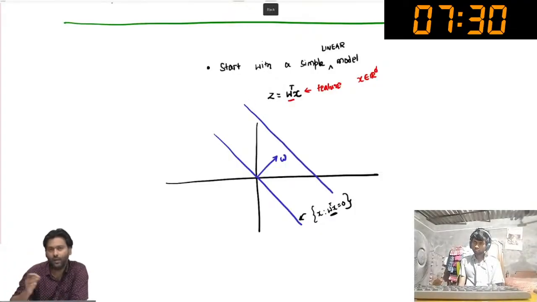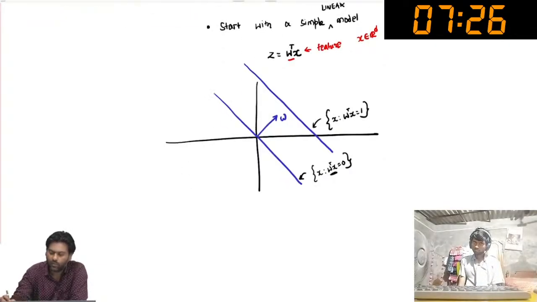So that's just going to be a line which is parallel, 1 unit with respect to W. So this is just the set of all x such that W transpose x equals 1. Now similarly, where is the set of points for which the score is -1? Remember, the score is just a dot product the way we are thinking of it. So the score could be -1 and that -1 could be somewhere here, right? So this is the set of all x such that W transpose x equals -1.